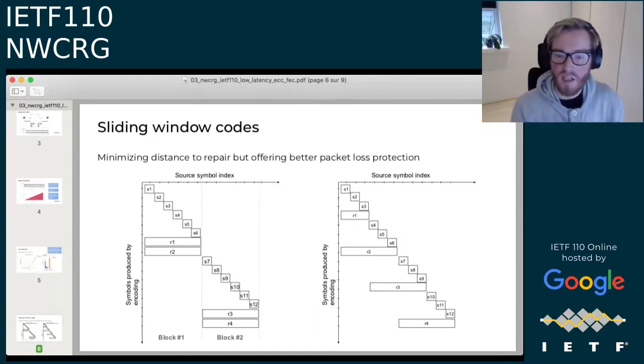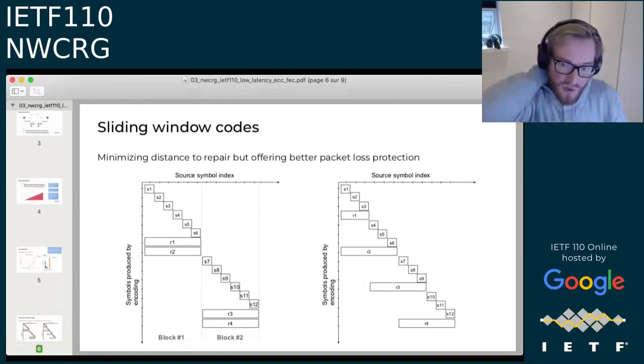If we look at something like a sliding window code, it works quite differently. But one of the key things we can observe is that every symbol is protected by the same amount of repair. If you look in the columns, you will see that every packet is included in 2 repair packets, which is exactly the same as with the block code. But what we're able to do with the sliding window code is distribute the repair packets much more granularly inside the stream of packets that are flowing through the network.